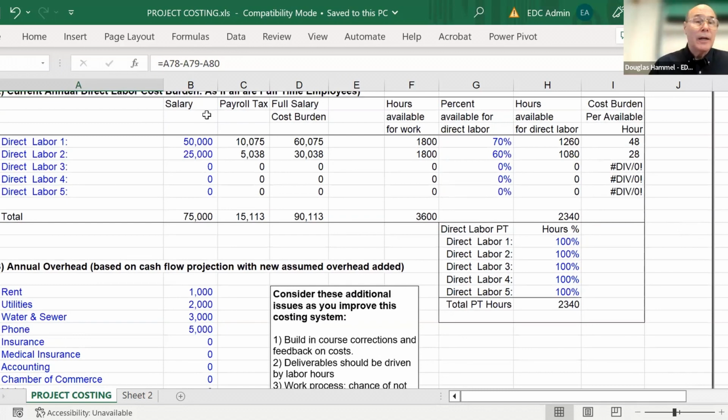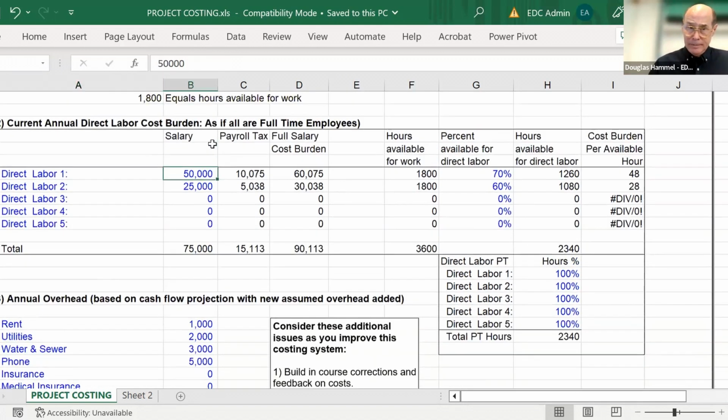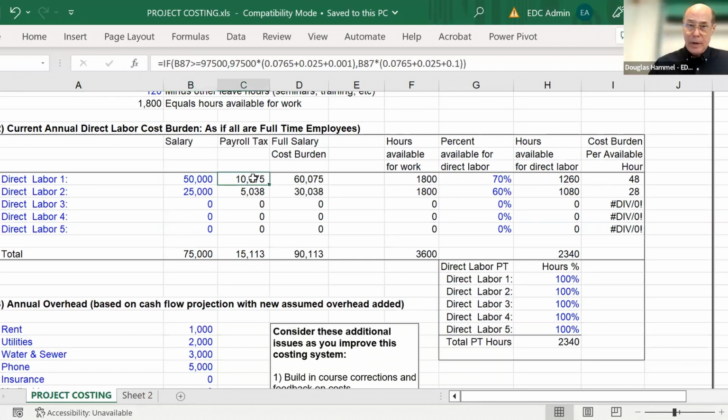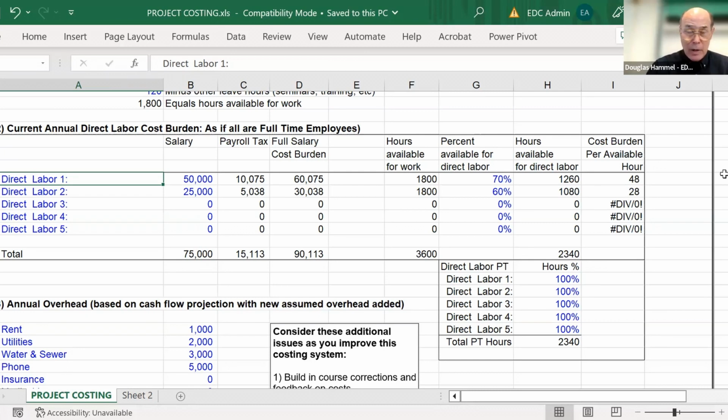But then we have to look at what would be their full-time salary for the year, add payroll taxes to burden this salary. So the full cost burden is actually $60,075 instead of $50,000. Instead of $25,000, the full cost burden is $30,038. Now we could just divide that by this and get a direct labor cost per hour, but we haven't reduced the hours sufficiently. For example, this employee, direct labor number 1, might only do a certain portion of their hours on direct labor, money-making labor.